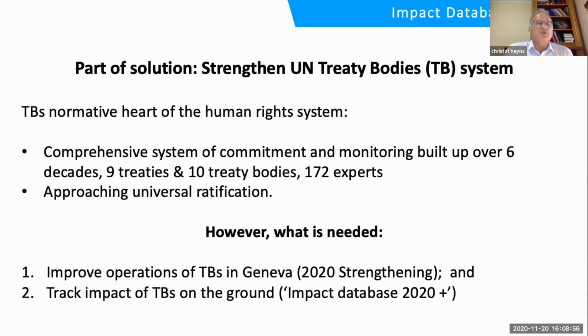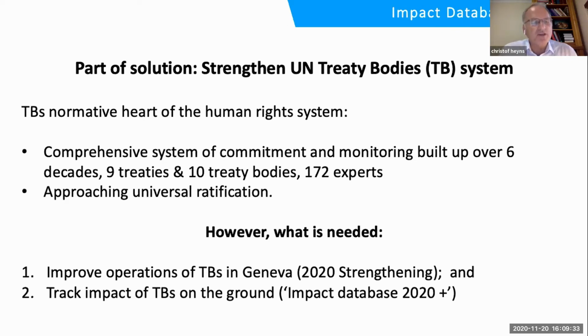The treaty system, the normative heart of the human rights system, as we know, is a comprehensive system of commitment and of monitoring that's been built up over 6 decades. The different treaties entered into force during that time: 9 treaties, 10 treaty bodies, 172 experts. So it's a massive operation worldwide. It's clear that it makes a difference, but it's very difficult to get a sense of where it makes a difference. And I think it can make more of a difference if we really understand how it works and if we can get the bigger picture.